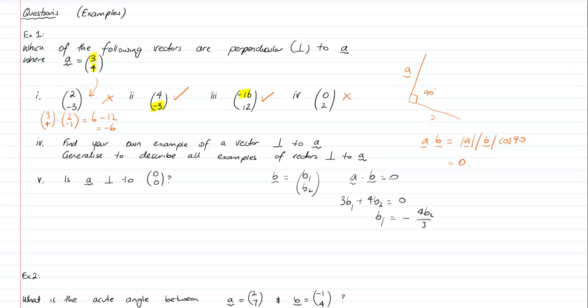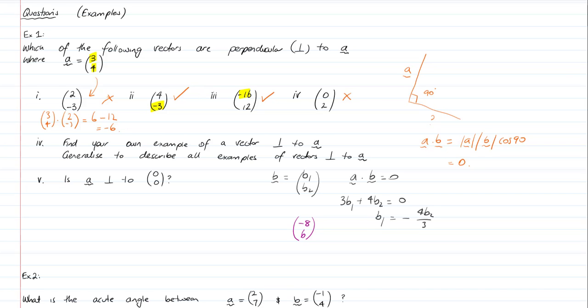And so now if I say, well, let's let B2 equal 6, negative 4 times 6 is negative 24 divided by 3 is negative 8. So that would give us our first possible answer, which is (6, negative 8). And let's say I let B2 equal 600. Then I'd have negative 4 times 600 over 3, which is negative 800. And that would be another possible answer. So that's our generalisation, so on and so forth.